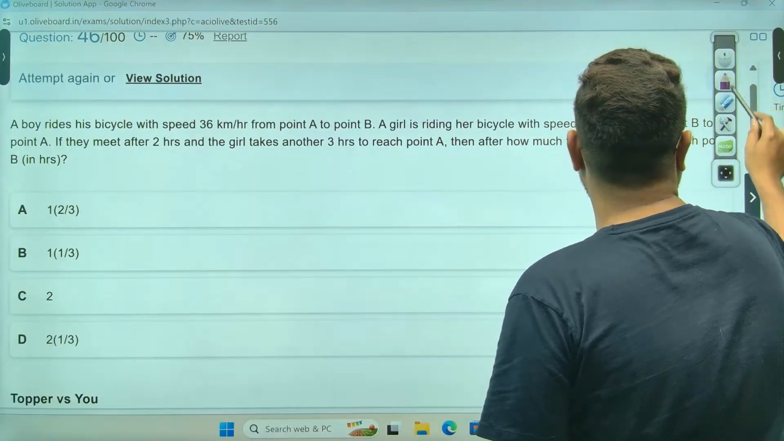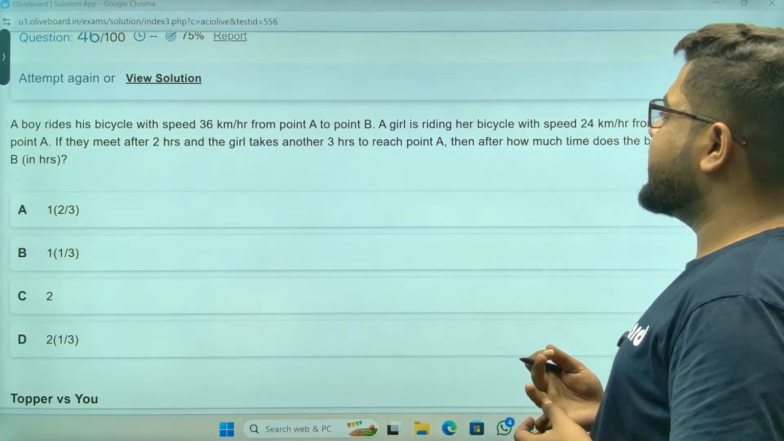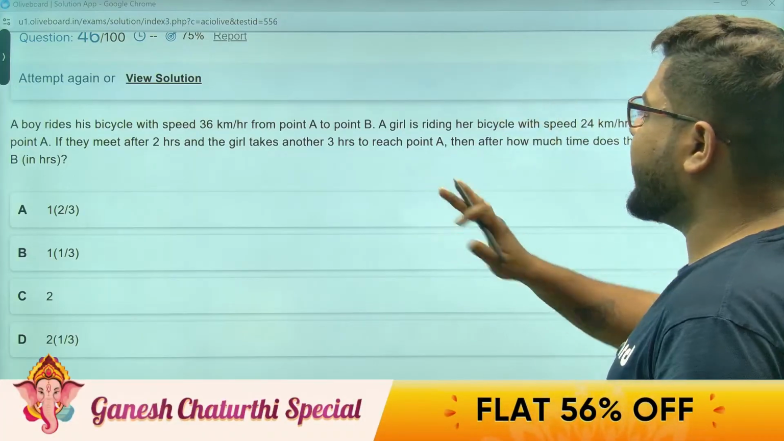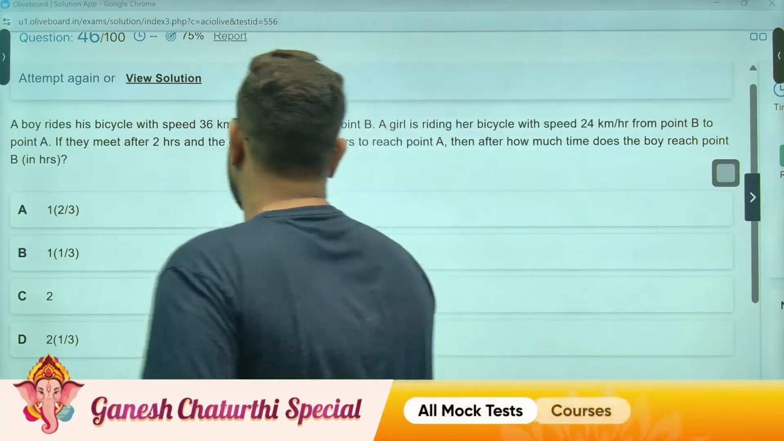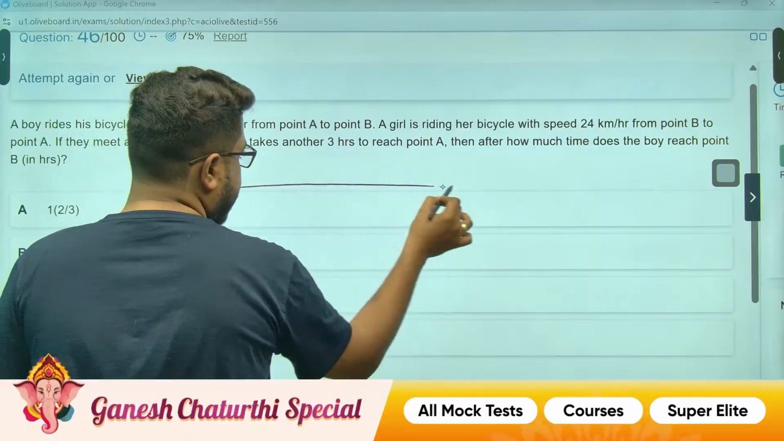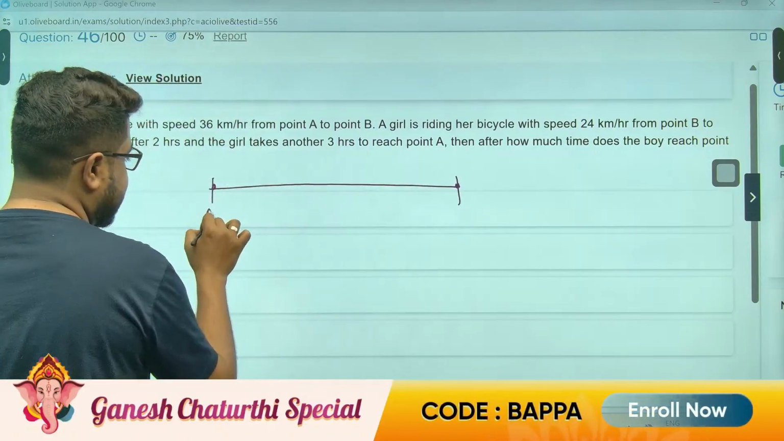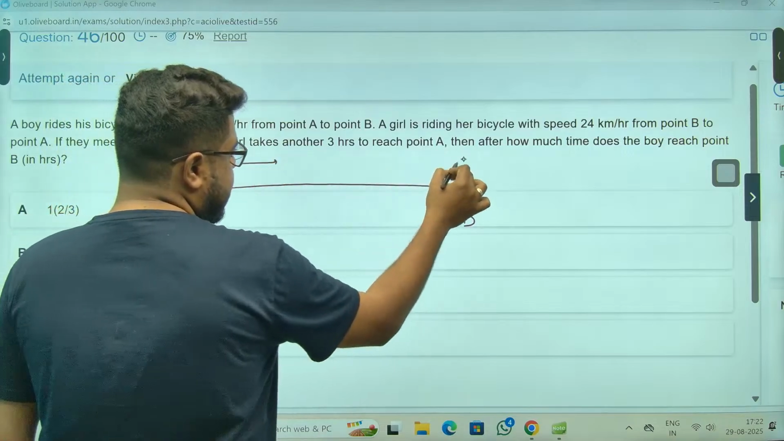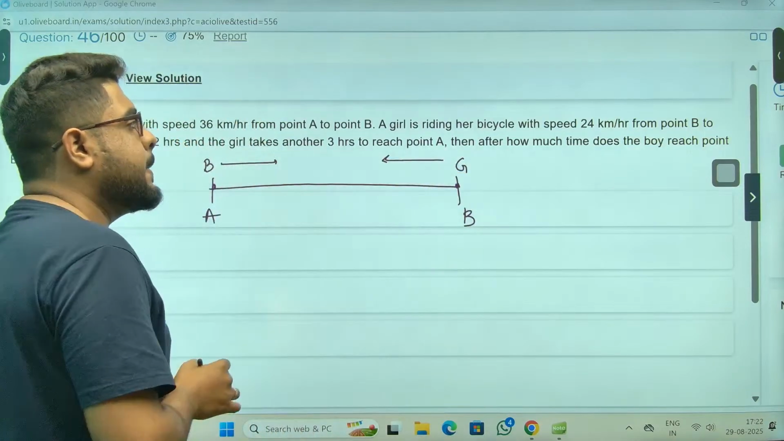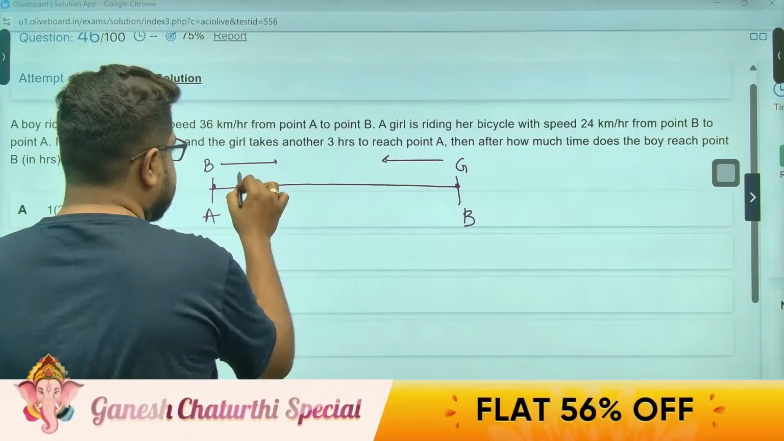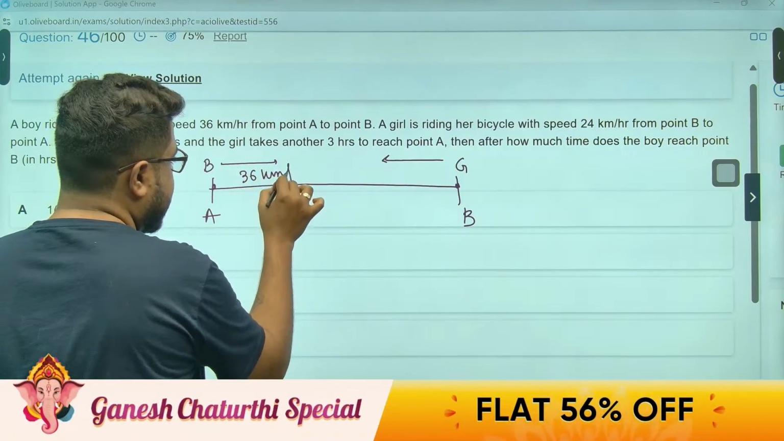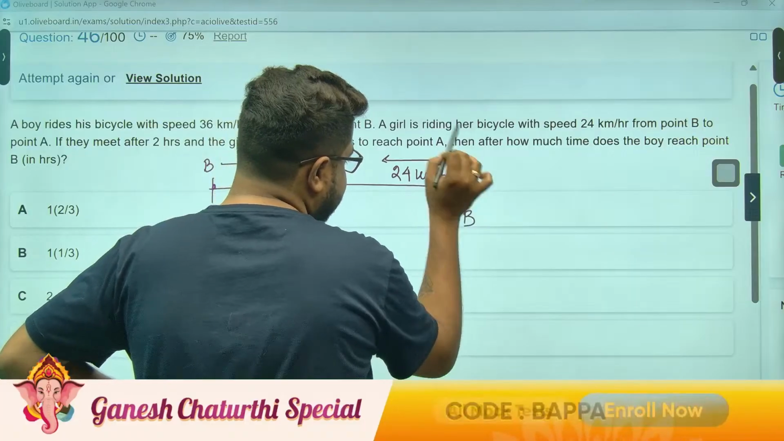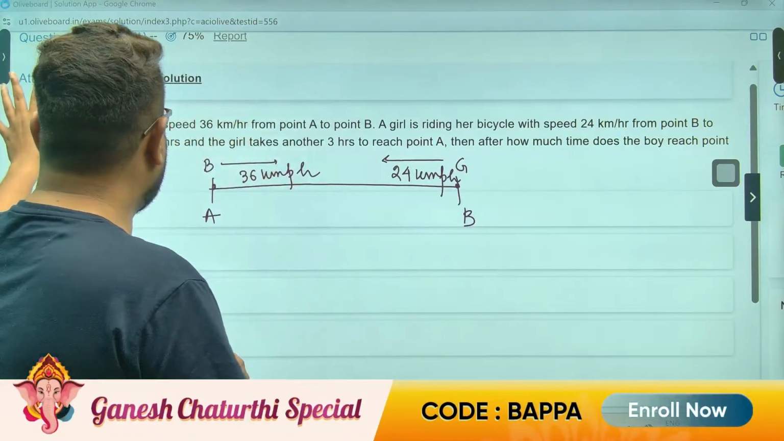Now, a boy rides his bicycle with the speed of this. A girl is riding her bicycle from B to A. Okay. So this is A, this is B. Boy is going from there. Girl is coming from here. Speeds are given. Boy 36 kmph. This is 24 kmph, sir. Right? Now they meet and two hours after.